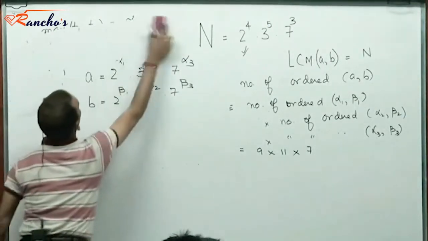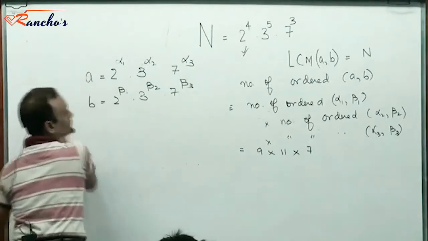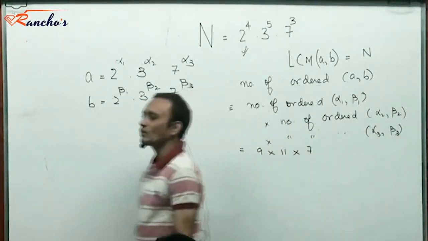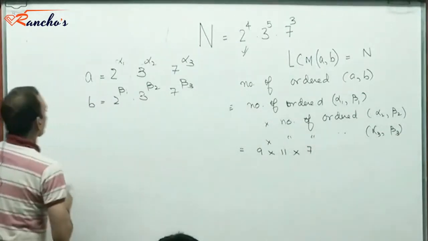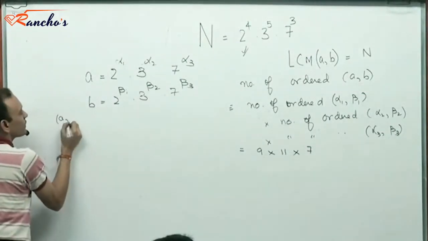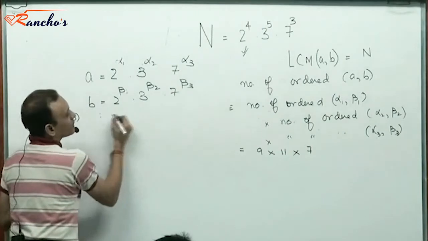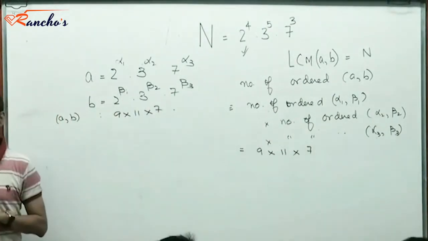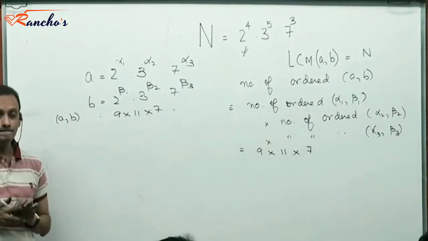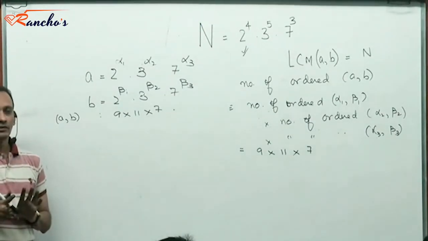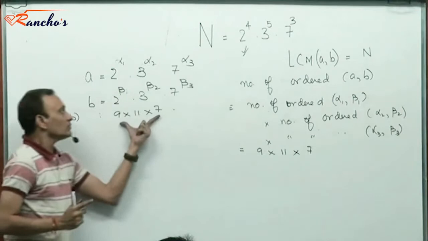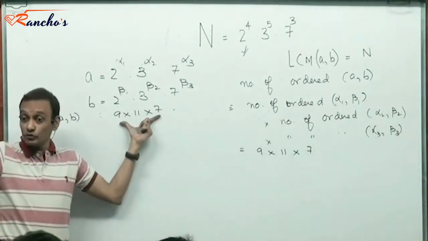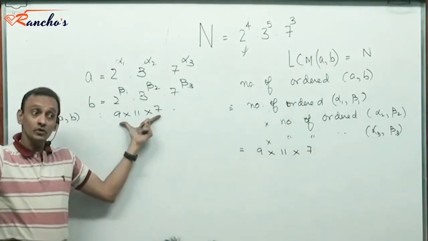See, these many ordered pairs. How many ordered pairs? 9 into 11 into 7. These many ordered pairs are there. Right? Now, these many cases of selection of A and B, these many pairs of A and B that could be selected, whose LCM is n.